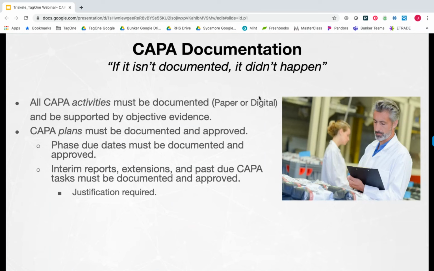It's so important because they don't have time. It needs to be clear to them from the get-go. It needs to have a beginning, a middle, and an end, and they need to understand what happened, and they need to understand quickly. So documentation is so critical in the CAPA process.